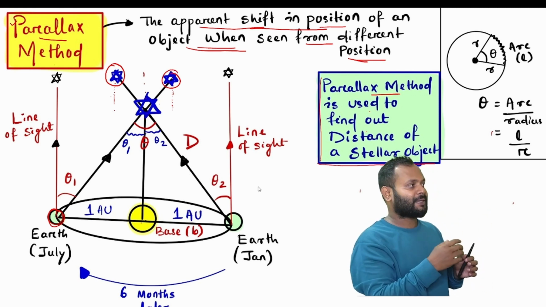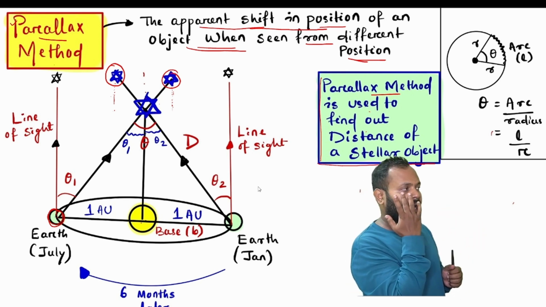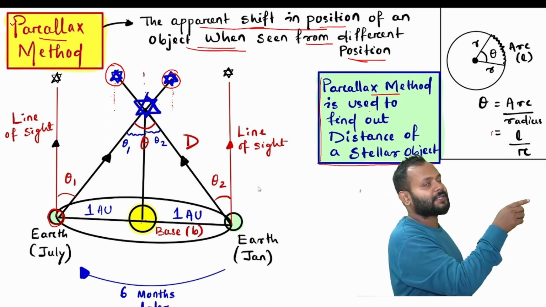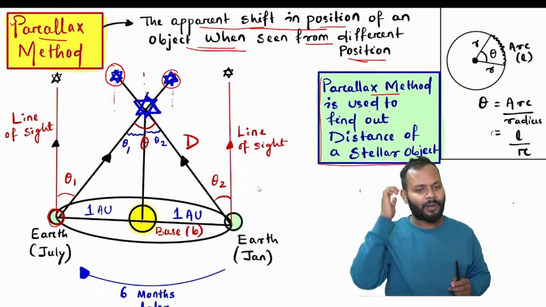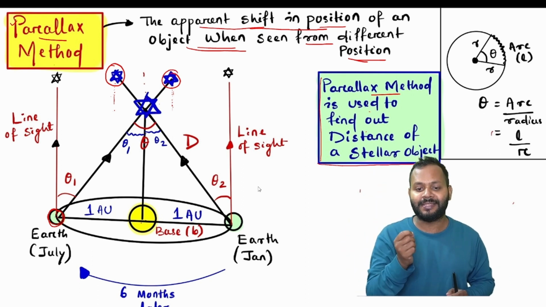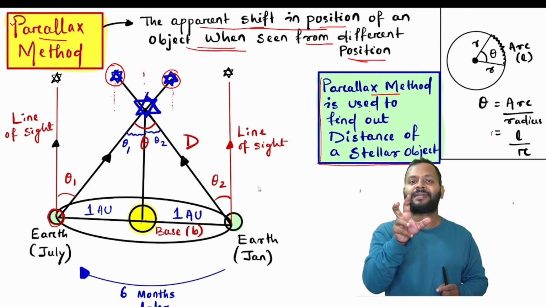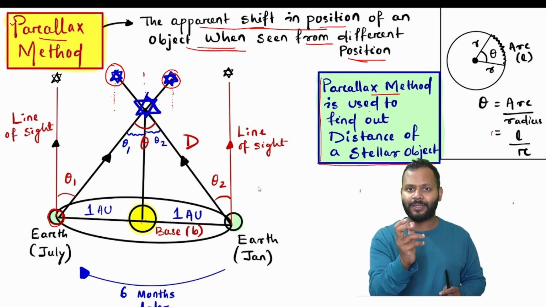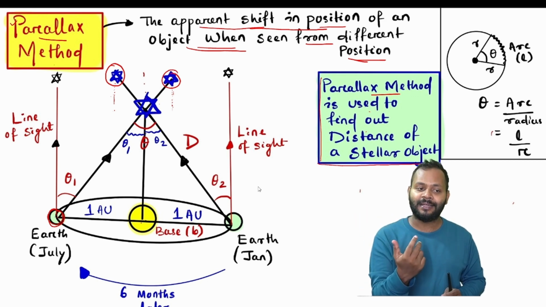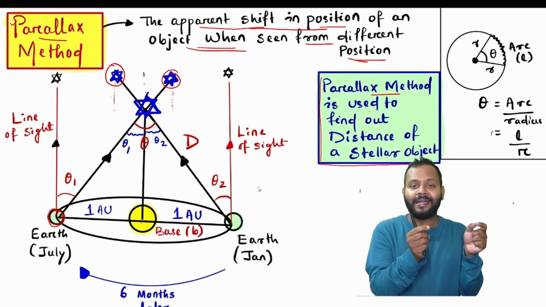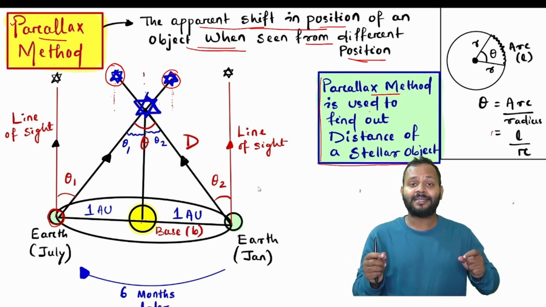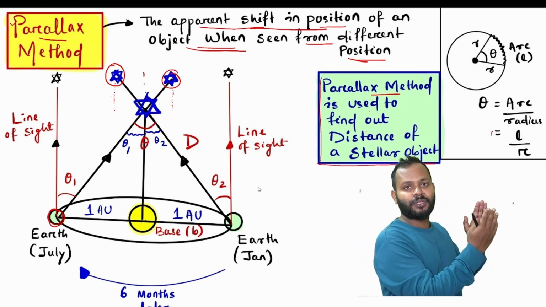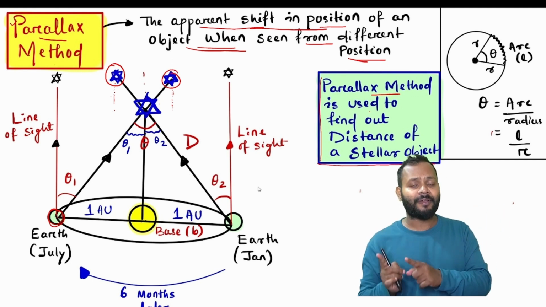When I see this object from one eye, I am seeing it on one line. When I see the object with the other eye, I can see it falling on the second line. This is called the apparent shift in the position of an object when seen from a different position. The object is not changing its position, rather the apparent position of the object is shifting due to the various viewpoints.